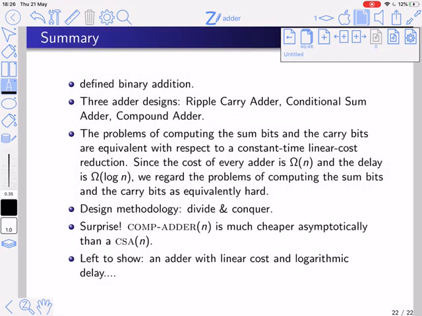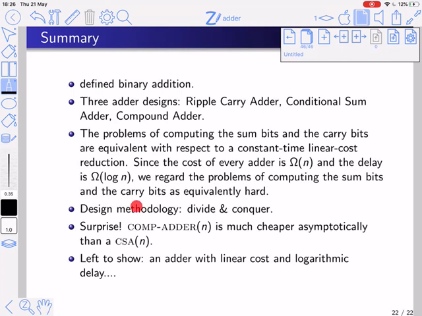Okay, now the cost of every adder is big omega of n, and the delay is big omega of log n. We saw this because of the lower bounds, and therefore the problems of computing the sum bits and the carry bits are equivalently hard in terms of the asymptotic cost. Okay, I focused in this talk on how to compute the sum bits. You could focus on how to compute the carry bits. Once you know the carry bits, you know how to compute the sum bits.